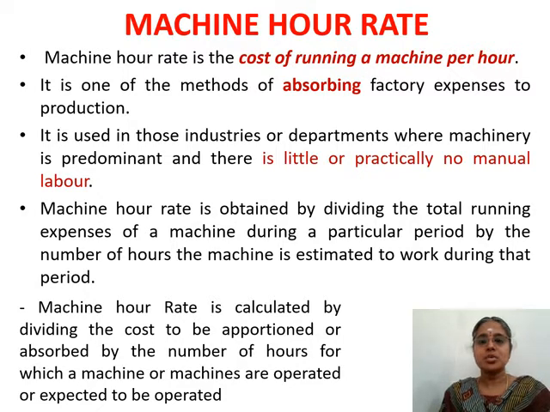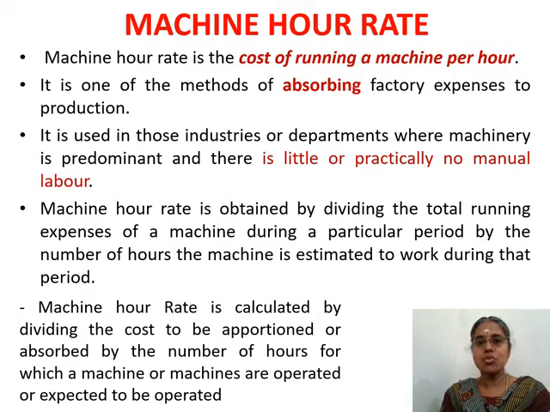So for calculating machine hour rate, you can find the total of all the running expenses of the machine. What are the running expenses that may occur in a factory for a machine? The cost of the depreciation of the machine, the maintenance of the machine, the electricity consumed by the machine, the other indirect material like oil, spares that are required to maintain that machine.